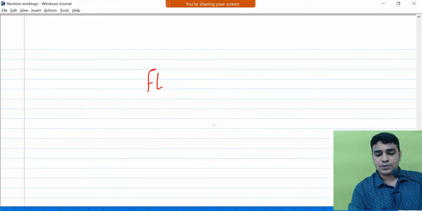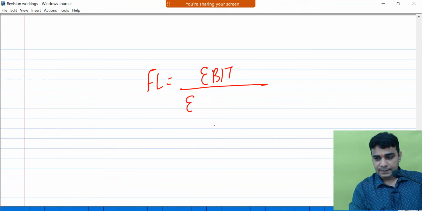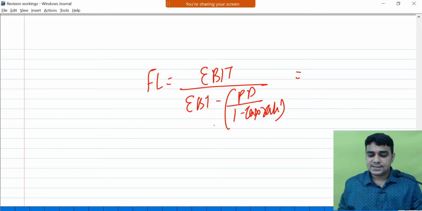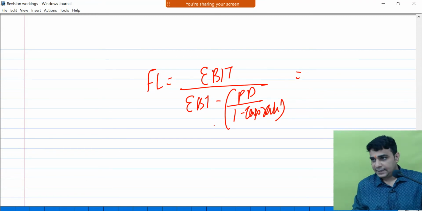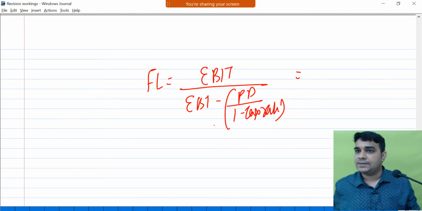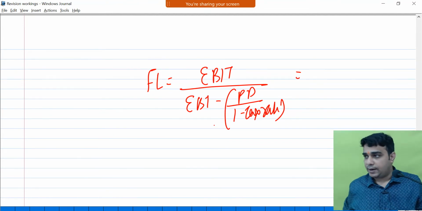FL is equal to EBIT by EBT minus preference dividend divided by 1 minus tax rate. The reason why we are dividing by 1 minus tax rate is EBIT is before tax, EBT is also before tax. So preference dividend has to be grossed up. Preference dividend is an item which is deducted after tax, after you get your earnings after tax.